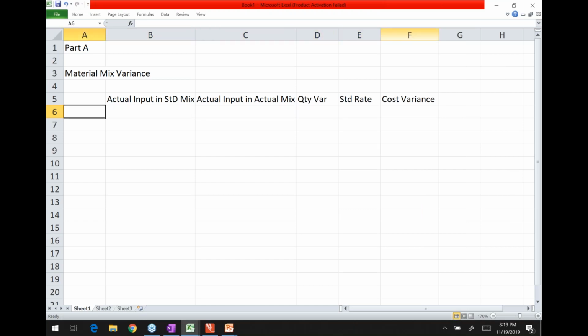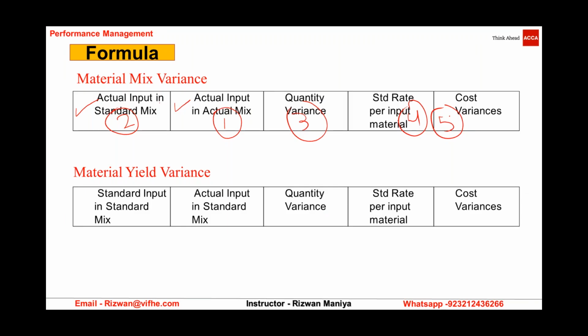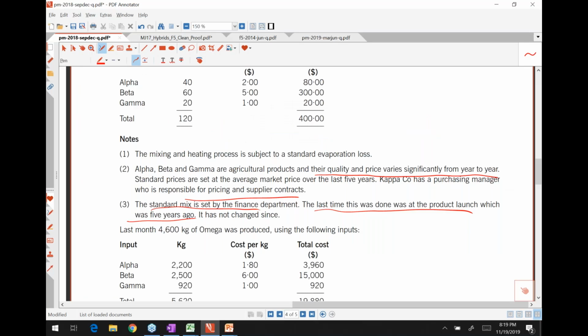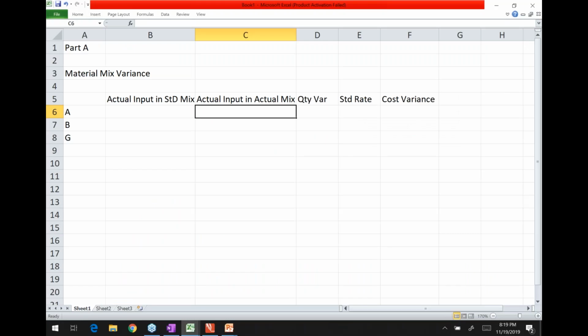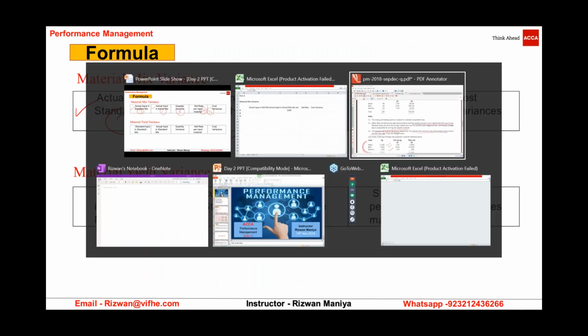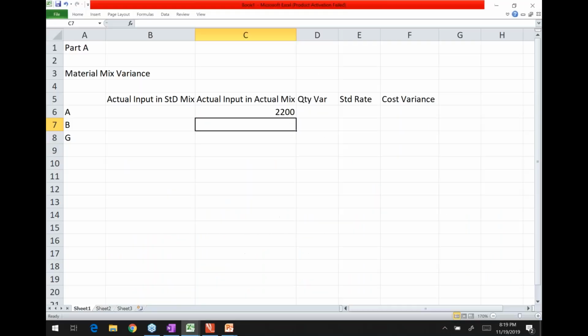Okay. Now there are 3 products: alpha, beta, and gamma. First, I'm starting with actual input and actual mix, as I mentioned in the numbers here. You can see. So first, let's find out actual input and actual mix by going towards the question. So here we have actual input total in actual mix. So it's simple: 2200. Second we have is 2500. Third we have is 920.